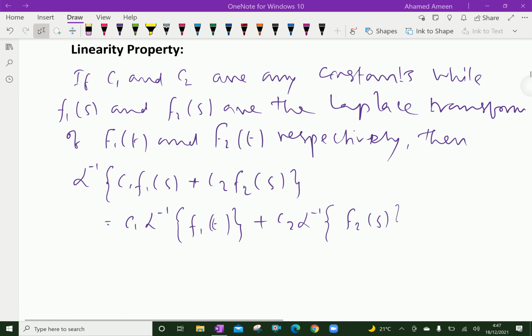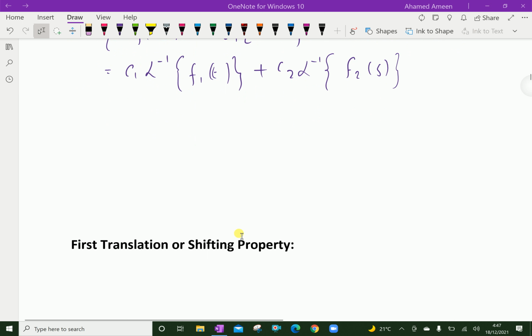Look here. First, C1 and C2 are constants. Here, the inverse Laplace transform of C1 f1(s) plus C2 f2(s). Then the C1 and C2 are split out, that is, the inverse Laplace transform of the sum of two functions is separated: C1 times the inverse Laplace transform of f1(s) plus C2 times the inverse Laplace transform of f2(s). Here you can understand this concept using an example.